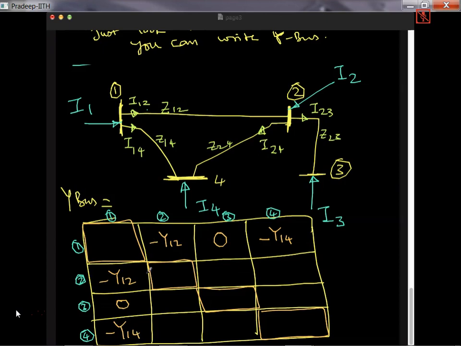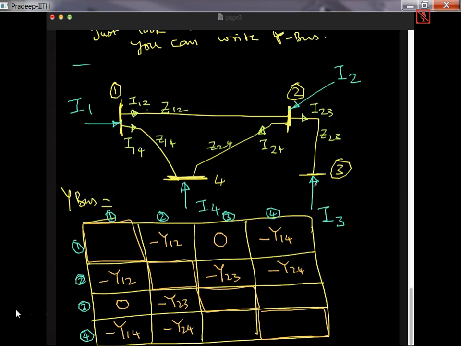Now come to the second row and look at bus 2. Is 2 connected to 1? Yes, already we had. 2 is connected to 3? Yes, 2 is connected to 3. So y23 with a minus sign. Is 2 connected to 4? Yes, 2 is connected to 4. So minus y24, of course with a minus. These two you can copy here, minus y23, minus y24.